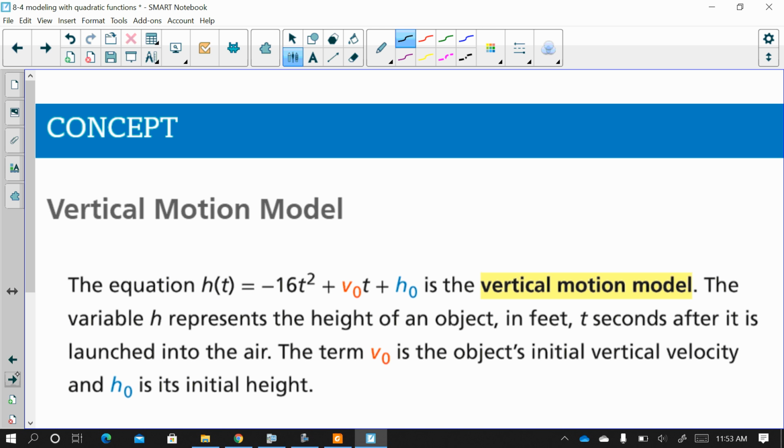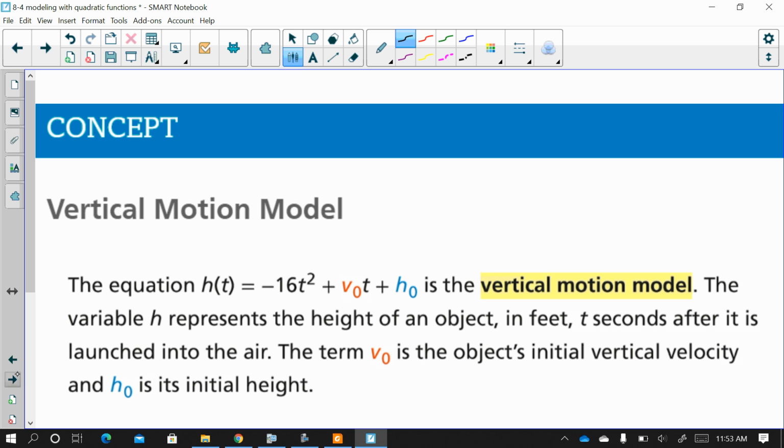Okay, next thing we're going to look at is called the vertical motion model. Okay, this is how you can find the path of a soccer ball if you kick it, if you throw a softball, you're shooting a basketball, throwing a football, whatever. Okay, or launching a rocket. Okay, this is the formula used for vertical motion. So h of t equals negative 16t squared plus v naught t plus h naught.